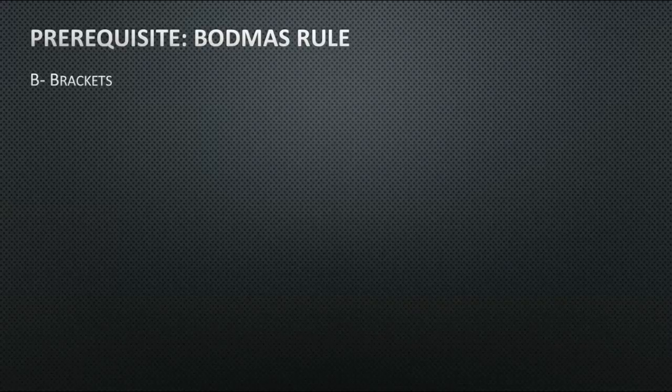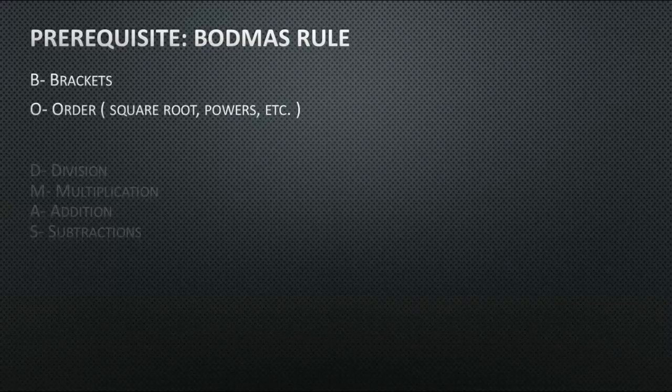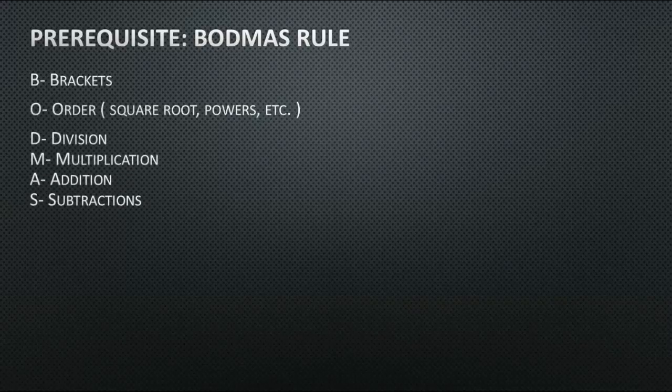The B in BODMAS stands for brackets, O stands for order. Order may be anything ranging from a square root, a cube root, or finding the squares, or powers, etc. D stands for division, M stands for multiplication, A stands for addition, and S stands for subtraction. Now, to get a better understanding of the rule, let me illustrate it with an example.